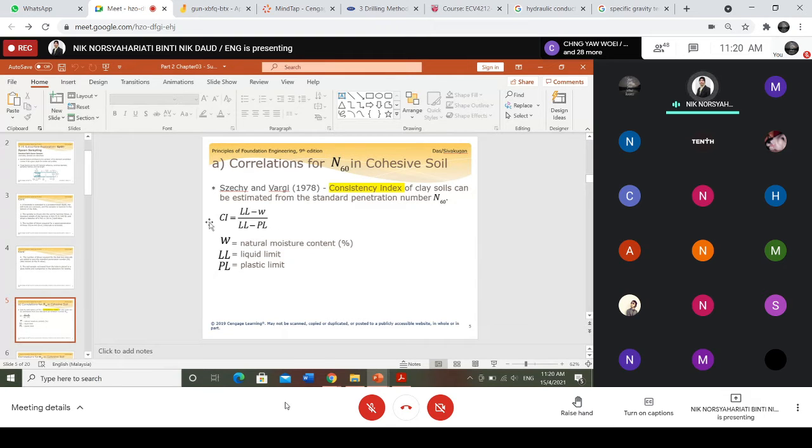So for this one, the consistency index, CI, you can get it from this equation based on the liquid limit, plastic limit, and also the natural moisture content of your samples. The disturbed sample that you retrieved at site, you bring it to the lab, then you carry out the test, right? Then you got all those data, then you can find out the consistency index, right?